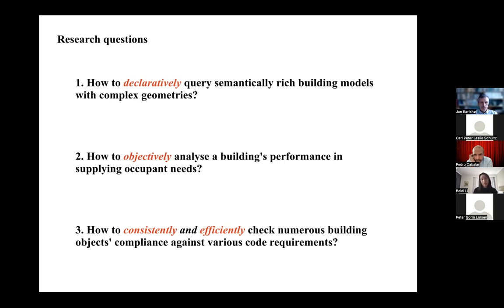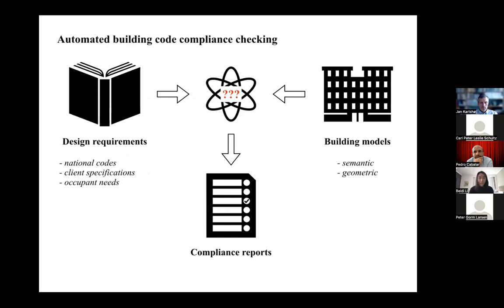The third is, how do we consistently and efficiently check many building objects against many code requirements? And this again refers to the fact that we want our compliance reports to be explainable, consistent with our common sense about space and people, and also motivated by research studies. So this is the topic of automated building code compliance checking, and what is the solver that we need that takes in design requirements and building models and generates some kind of compliance reports.